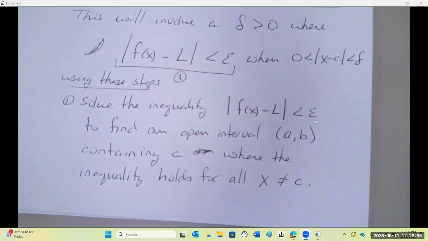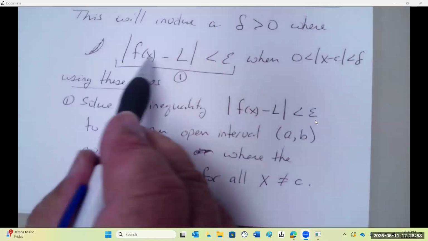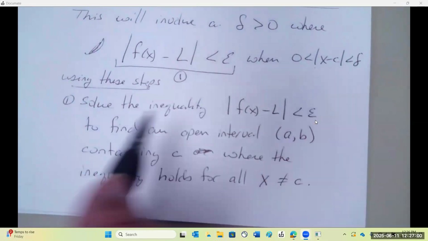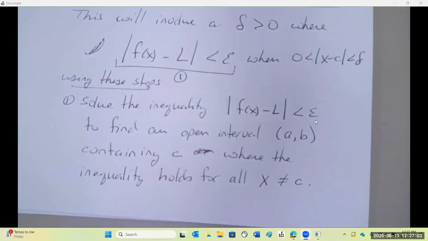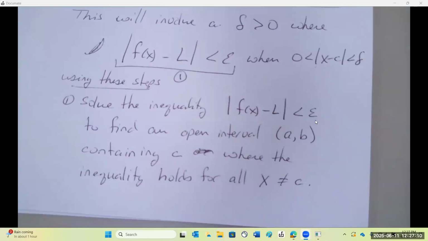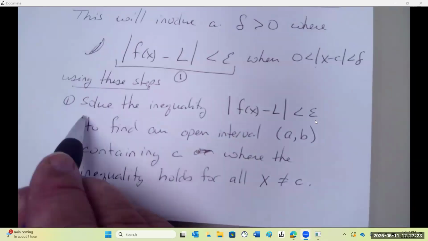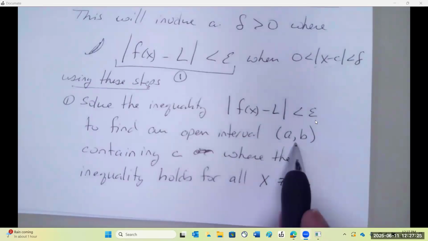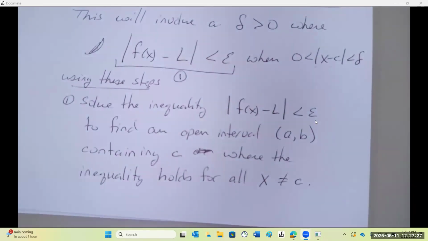If it's symmetric, then all we have to do is solve inside there so it looks like the delta, the x minus C. Once we do that, we compare the epsilon delta and we're done. If it's not symmetric, then we have to find the open interval. And then we choose our delta from whatever's the smaller of the two deltas. So our first step is take the left side and find the open interval. Okay, how do we find the open interval? Remember how we did that?